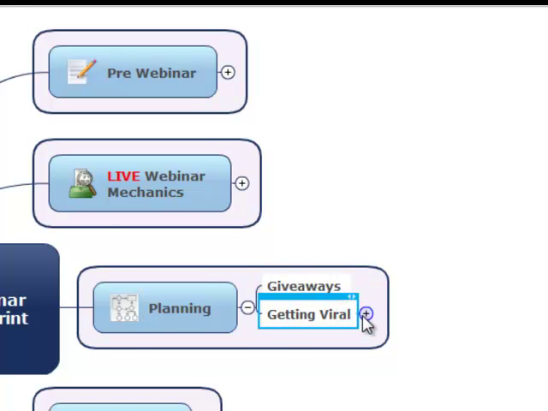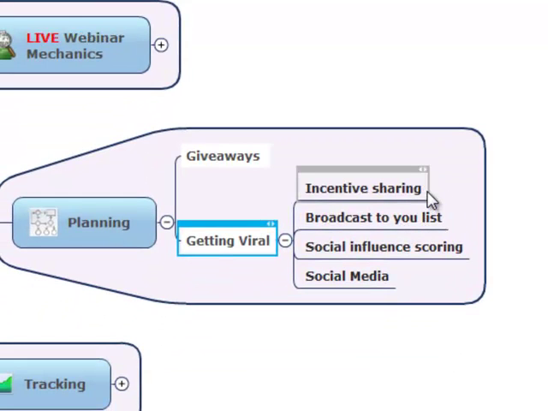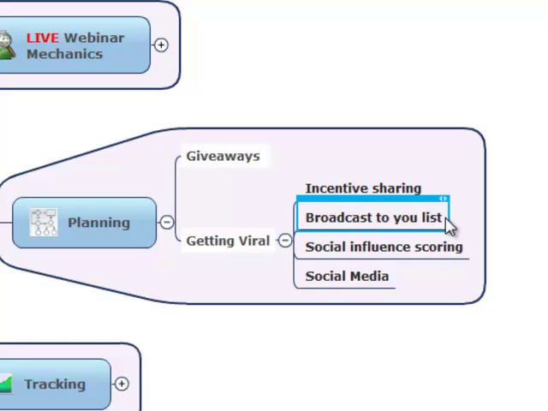And then how are you going to get viral? We talked a little bit about that in marketing. Getting viral involves sharing, inviting people to share and making sharing incentivized. Perhaps offer another bonus or another gift if people will share information about your webinar with their own spheres of influence. The other way to get viral is by broadcasting and by sending a note to your list. Again, take a look at social influence scoring so that you can gauge who in your community and who on your list is the most likely to share. And that becomes very, very obvious.